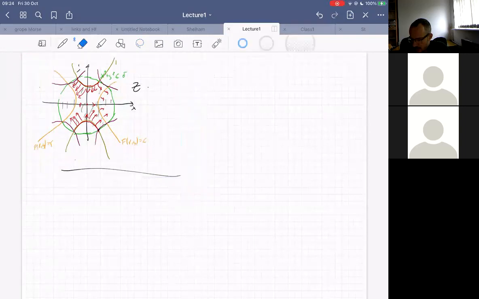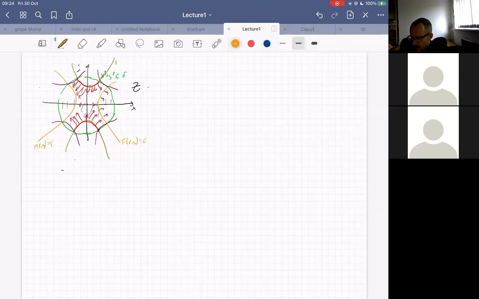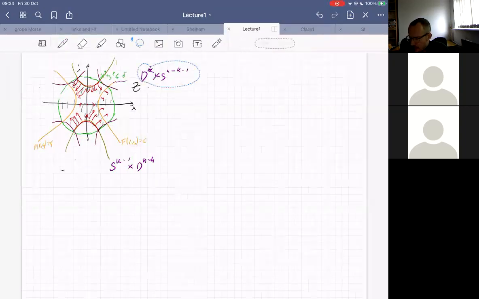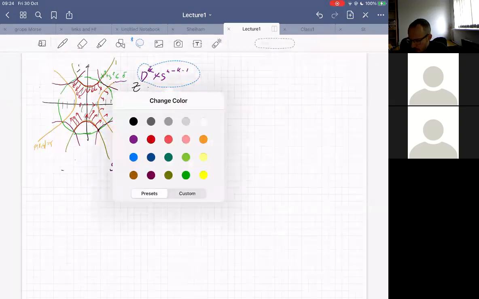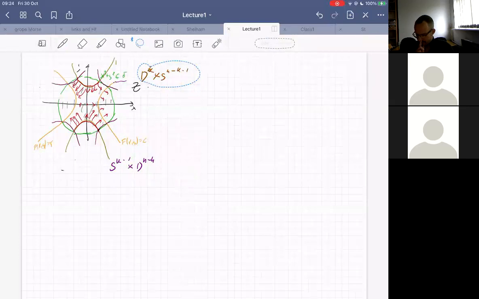And we return to the anatomy of the handle. Not everything has been drawn on this picture. There are many things that have been drawn, but not everything, and it's good. So we said this is S^{k-1} cross D^{n-k}. This guy is D^k cross S^{n-k-1}. Okay? Or maybe I should draw a different color for that. And of course, I said during the classes we have seen this, the n minus k, but we can see it once again. What is this?